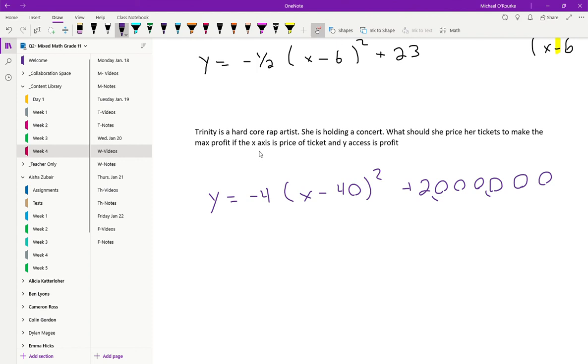If x-axis is the price of the ticket and y is profit. Okay? So can someone tell me the vertex of this first? What's the vertex of this parabola? What's the vertex of this equation? If we think back to y equals a bracket x minus h. Can someone tell me what our vertex is for this?